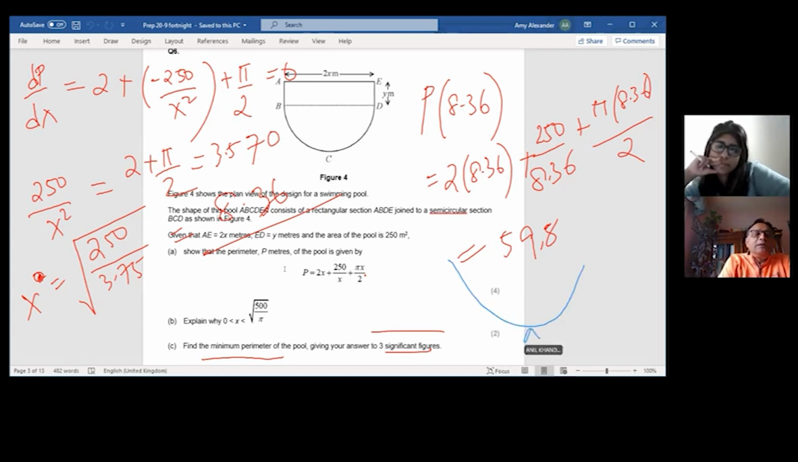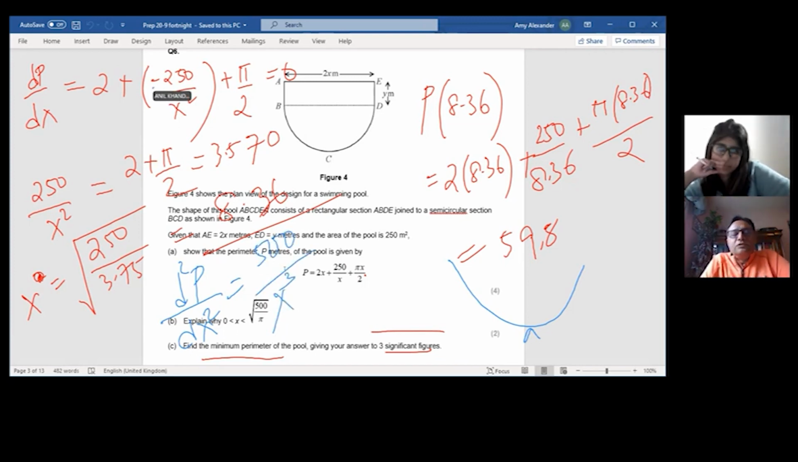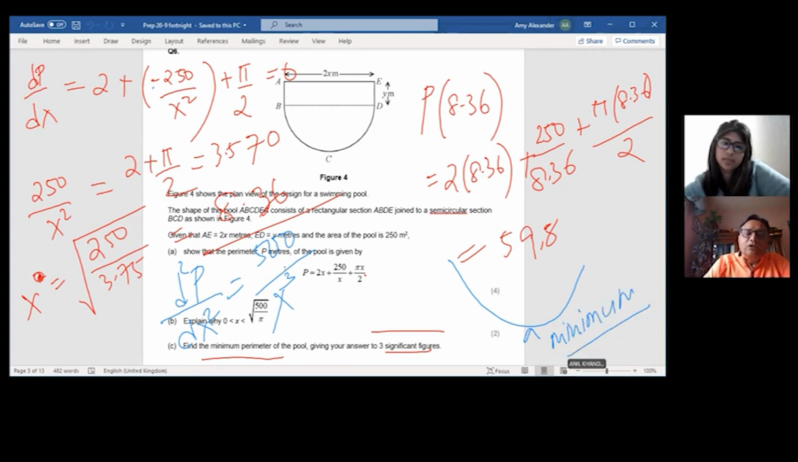So d2P over dx squared will be negative, negative, positive, 2 times 500 over x cubed. That minus will become plus, so for any value it is positive. The curve is like this, so you get an absolute minimum here. At the critical point you have a minimum. So that is how you'll also show it. This is an important part, to find the second derivative and show that it is a minimum.